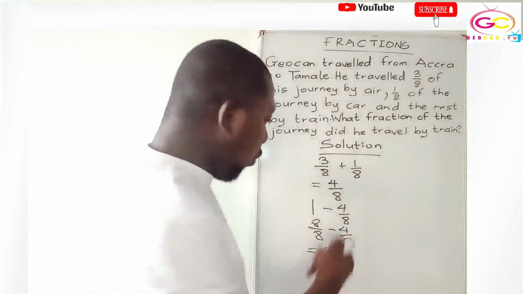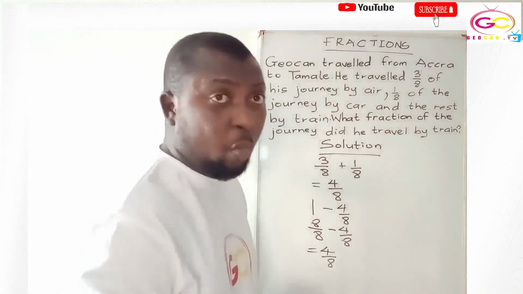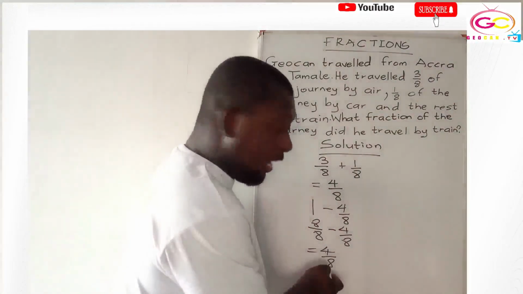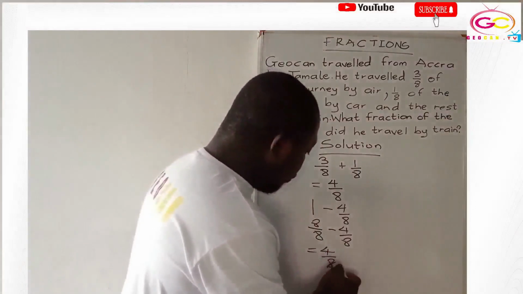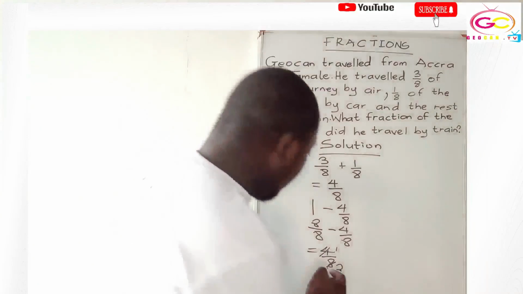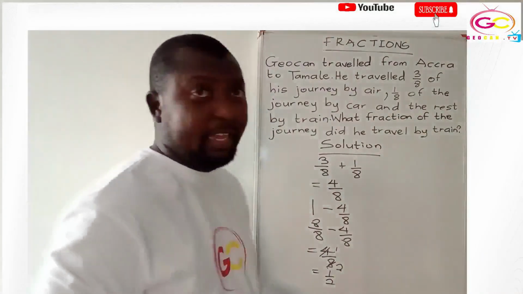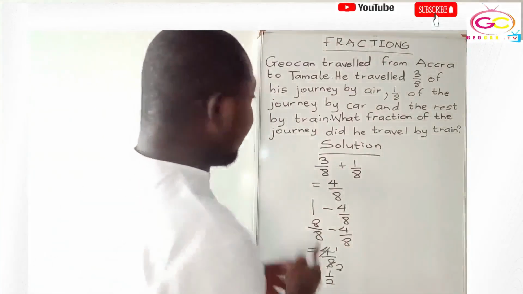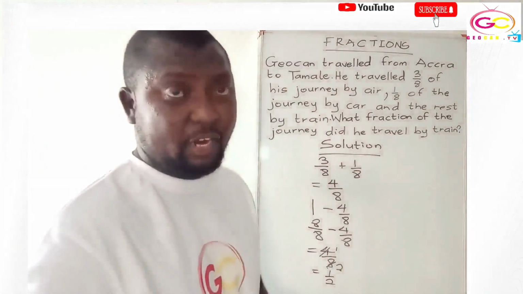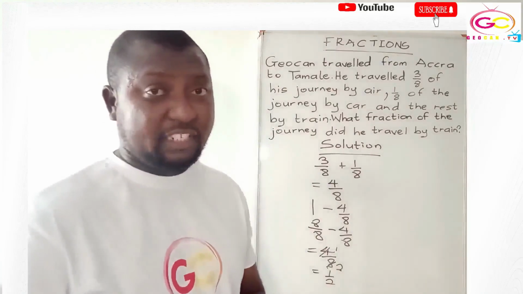One may go on to do more cancellations. It's permitted, or one may leave it as this. 4 will go into 8 how many times? 4, 2, 8. And 4 will go into itself 1. So 4, 1, 4. So this can also be written as half, 1/2. Easy as ABCD. And that is the result. This is the fraction that he did via train. I believe you got it right.